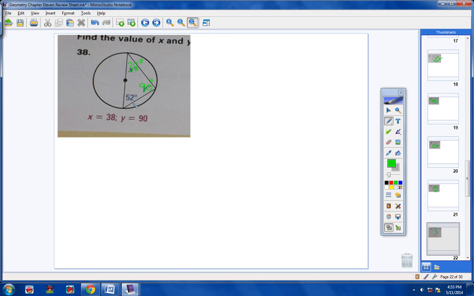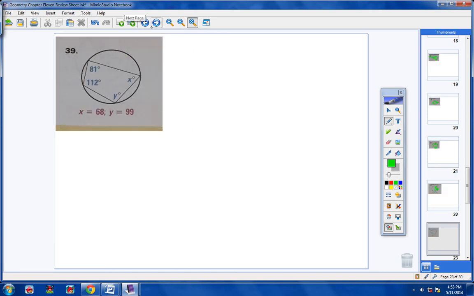For the third time, I'm going to say it again. Whenever a triangle is inscribed in a circle and one of its sides is a diameter, then you know that you have a right triangle, and the diameter is going to be the hypotenuse, so this has to be your right angle. Okay, number 39.